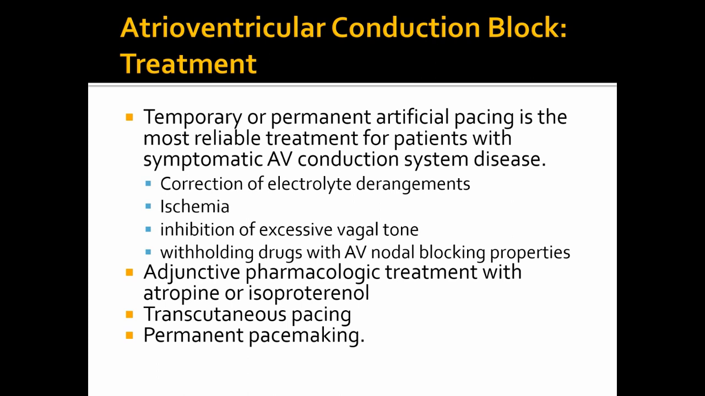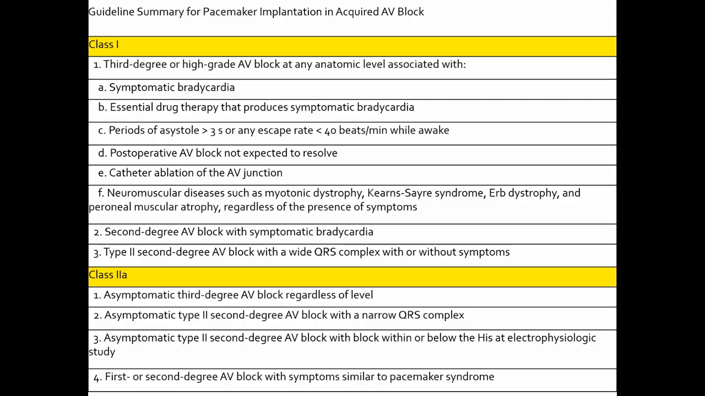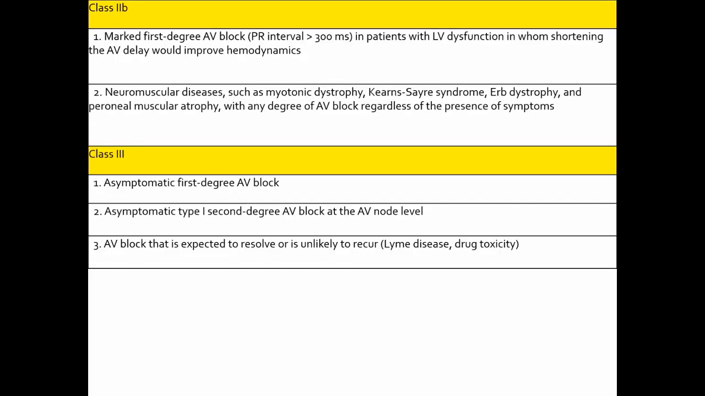Transcutaneous pacing is an option where expertise for the invasive pacemaker is not available. Temporary transcutaneous pacing is an option. Permanent pacemaker is the definite treatment. This is a guideline summary for pacemaker implantation in acquired AV block. Please have a look at this and remember this by heart. Remember these guidelines.